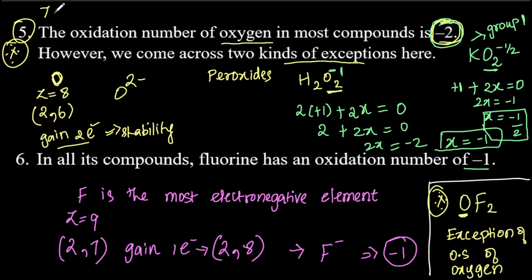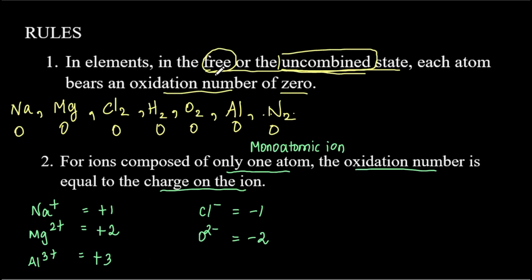So the next rule, the 7th rule, is very simple. Group 1 elements always have the oxidation number of plus 1 and group 2 elements always have the oxidation number of plus 2. So you have to keep everything in your mind. Let us see from the start once again. For a free state element, the oxidation number is 0.